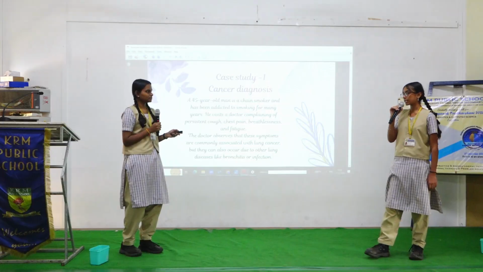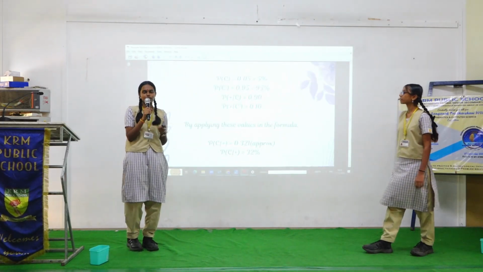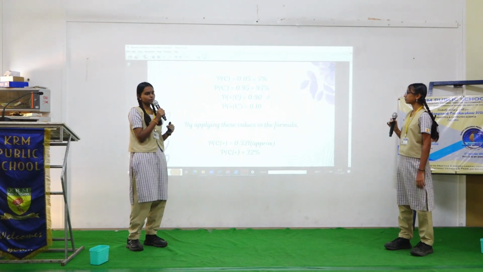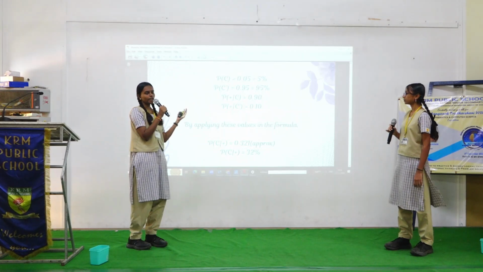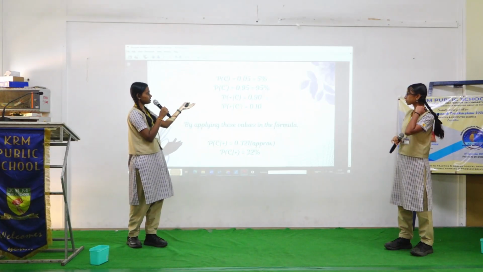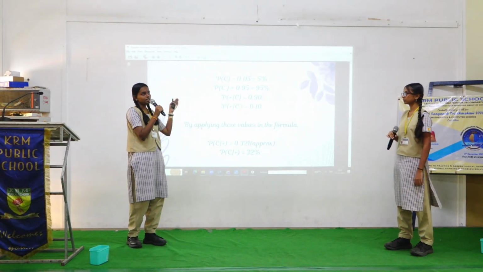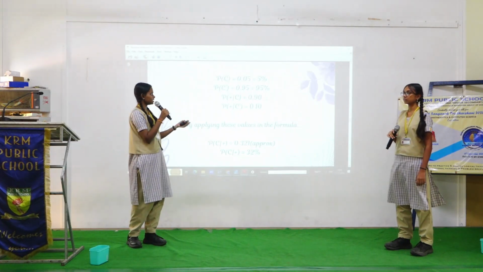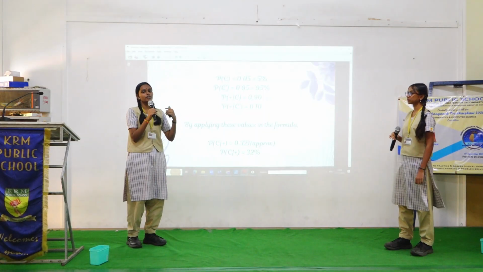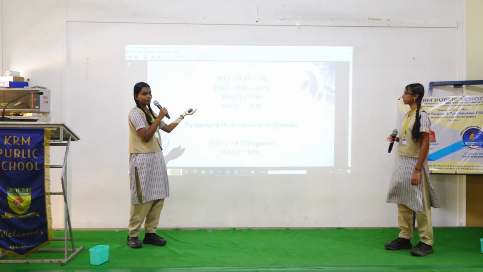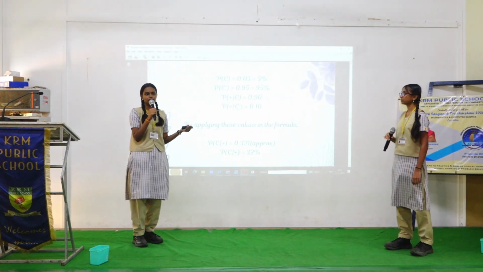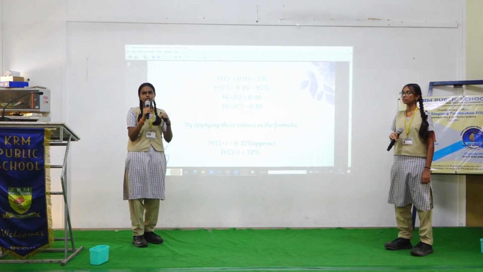biopsy or CT scan. Now, using realistic medical data, let us assume that the probability that the 45-year-old heavy smoker has lung cancer is 0.05 or 5%, and the probability that the person does not have cancer is 100 minus 5, which is 95%. The probability that the test result is positive and the person has cancer is 90%, and the probability that the test result is positive even if the person does not have cancer is 100 minus 90, which is 10%. By applying these, what the doctor wants to know is the probability that the person has cancer given that the test result is positive.